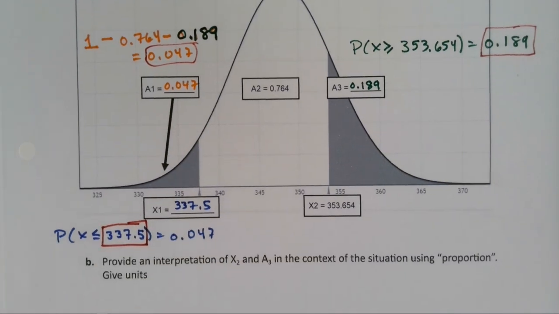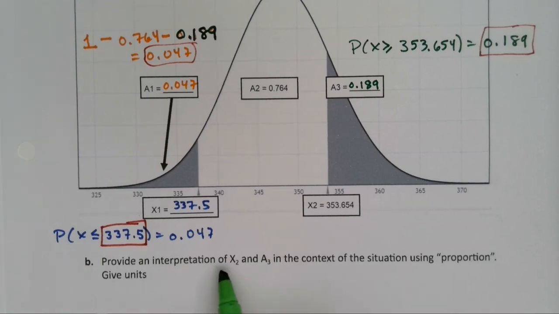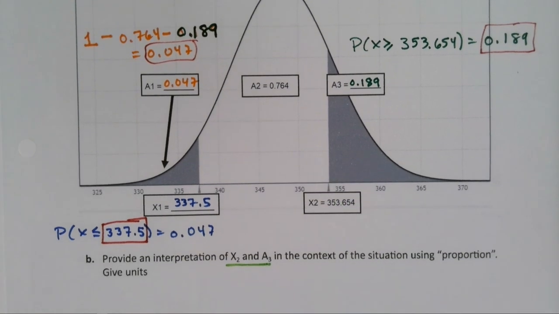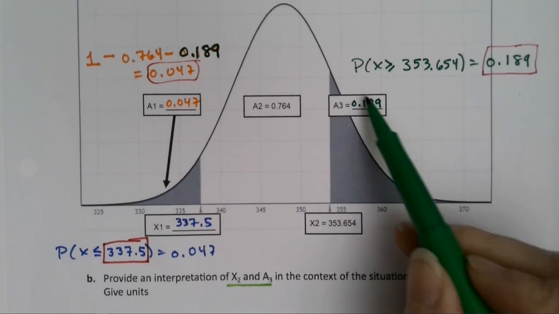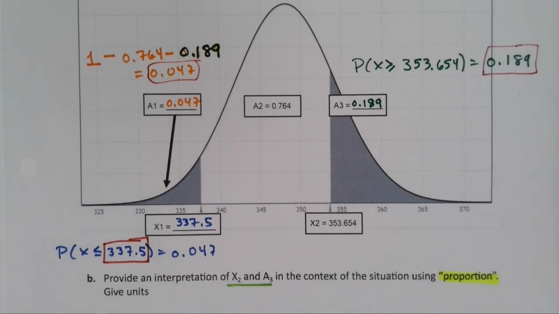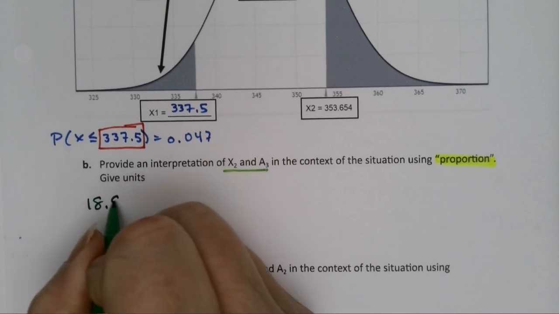All right, now we're going to provide interpretations. So the first thing it wants us to interpret, and you have to pay attention when you're interpreting to which direction we're going. So they want x2 and a3, which is this side over here. All right, so first thing we're going to do is take our area and turn it into, oh, and we're doing a proportion way. So that's why we're going to take the area and turn it into a percentage. So we'll say 18.9%.